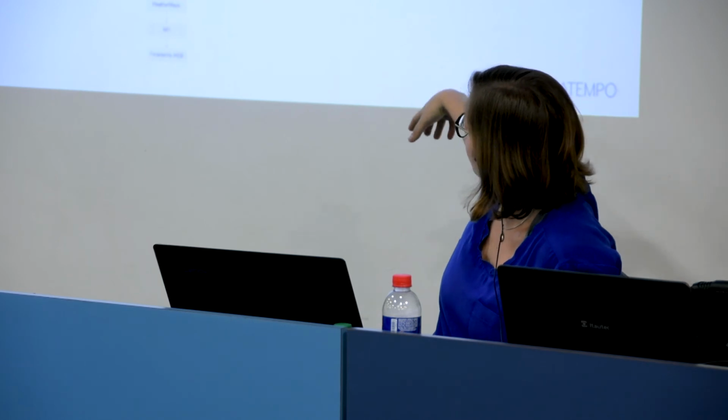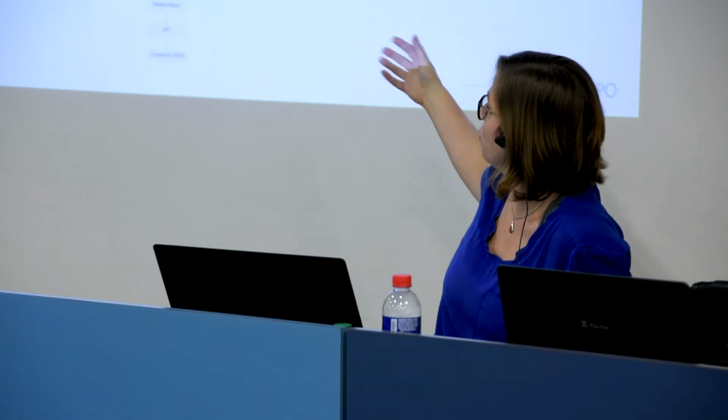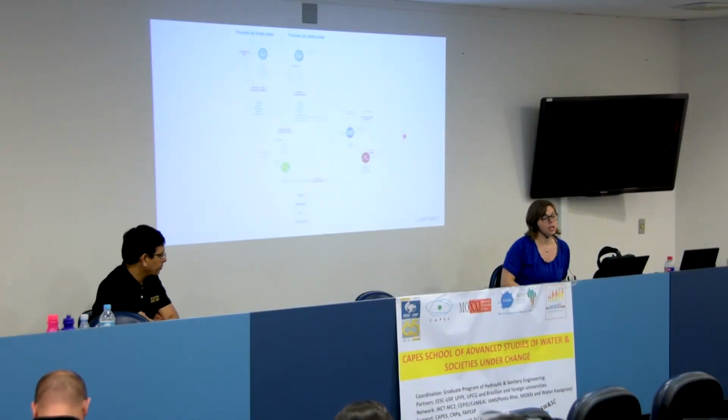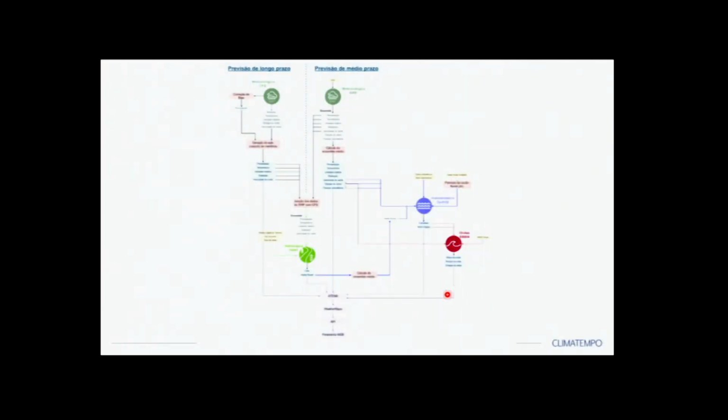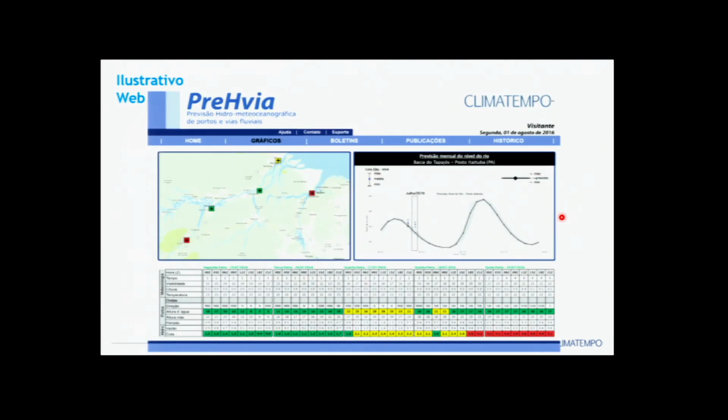It's all done with a lot of support, of course, from the Climatempo team that works more on operations in the company already. There are still a few things that have to be included, but most of the models are already running in operation. For example, the meteorological output will go automatically into the SWAT input. This is just a first scheme that we did 2 years ago.